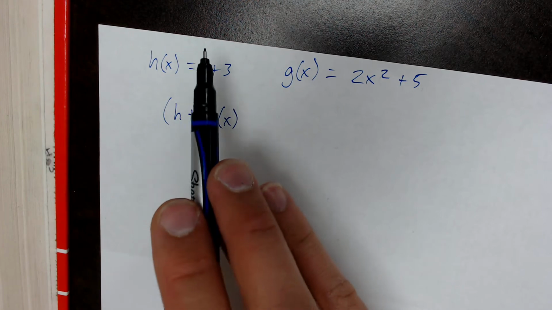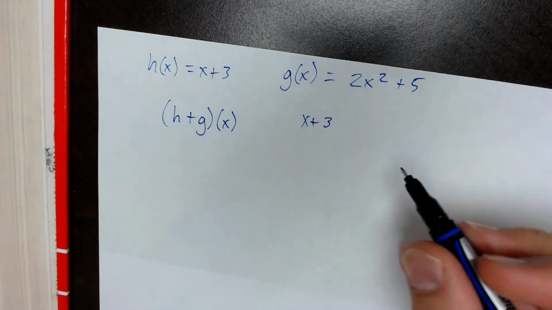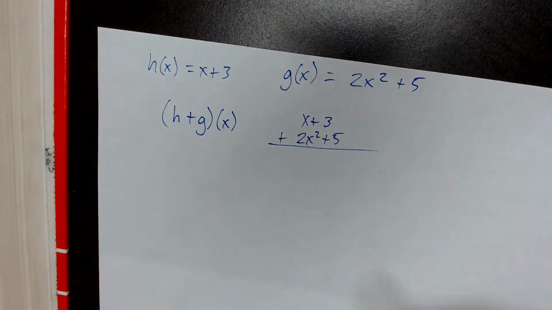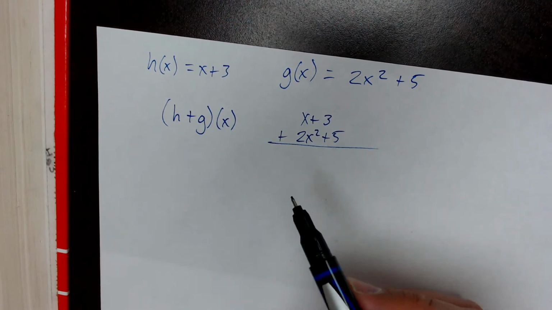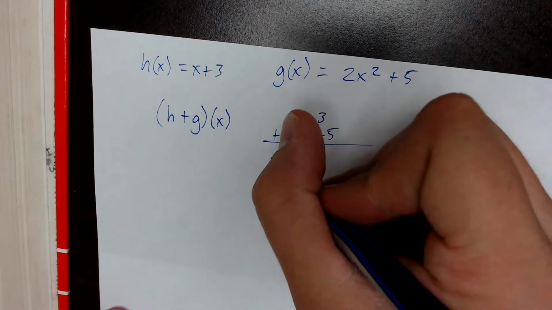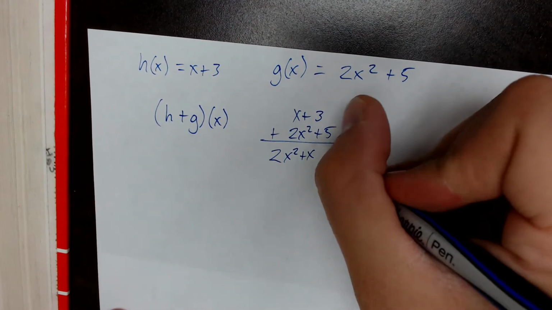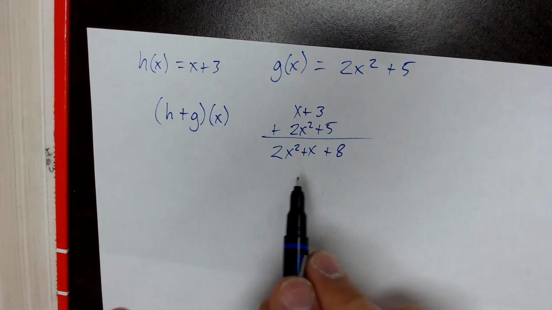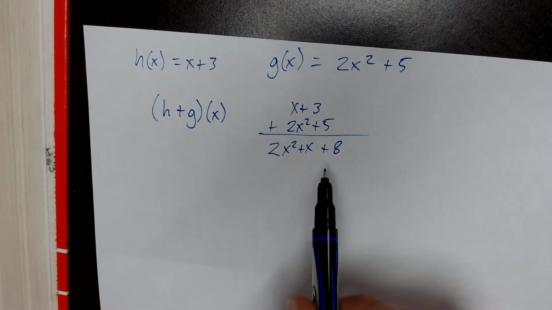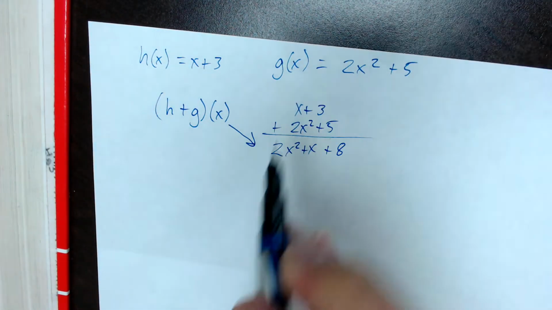So I'll start by taking function h, x plus 3, and then I'll add it to function g, 2x squared plus 5. And all I'm going to use here is the rules of like terms. If they're like terms, I can add them. If they're not, I cannot. So x and x squared are not like terms, so this is just going to become 2x squared plus x. 3 and 5 are like terms, so that gives me 8. So I've got 2x squared plus x plus 8. Now this is h plus g, right? So that is what this equals. This is h plus g of x.